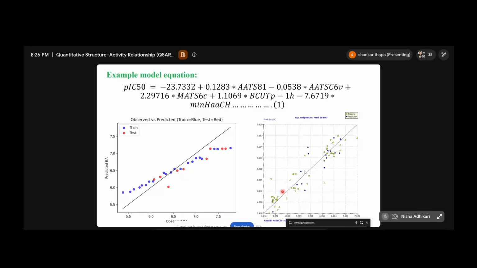So this is the linear regression curve and a multiple linear regression curve, with test set and training set, as I said. These are the types of equations we will get. Now we will use the same equations on newly designed compounds and then we can calculate the pIC50 value. So that's what we do.